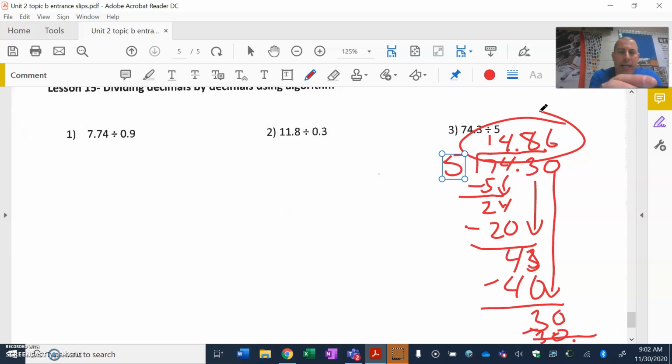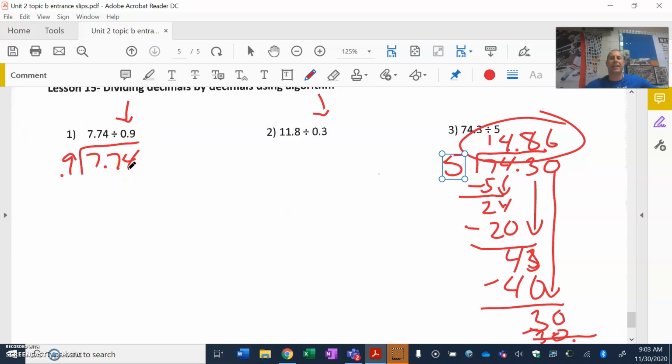And here's what we want to focus in on. Look at what you're dividing by. You're no longer dividing by a whole number. You're now dividing by a decimal. One extra step involved here, and then it's going to be business as usual. Because we are dividing by 9 tenths, you need to put your 9 tenths on the outside and the 77.4 on the inside.